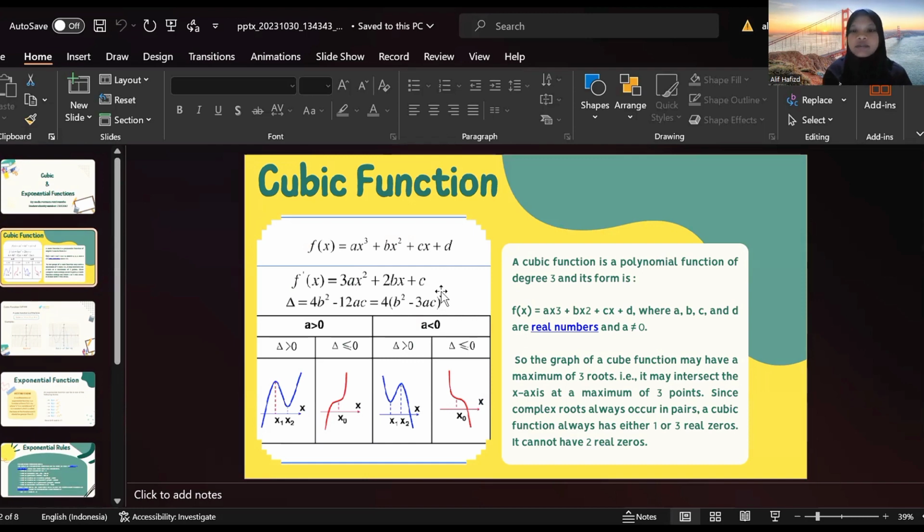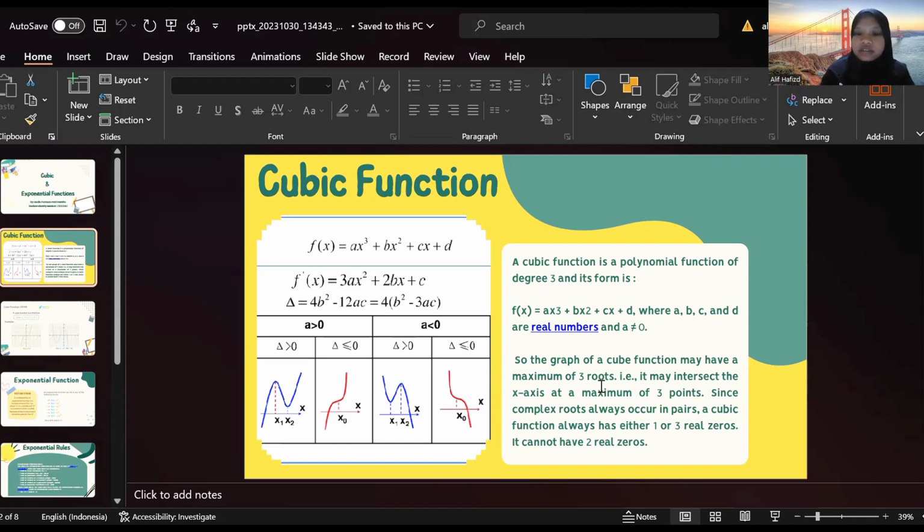A cubic function is a polynomial function of degree 3, and its form is f(x) equals ax cubed plus bx squared plus cx plus d, where a, b, c, and d are real numbers, and a is not equal to 0. So the graph of a cubic function may have a maximum of 3 roots.